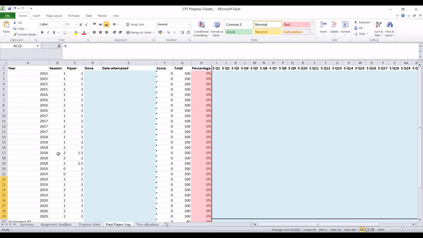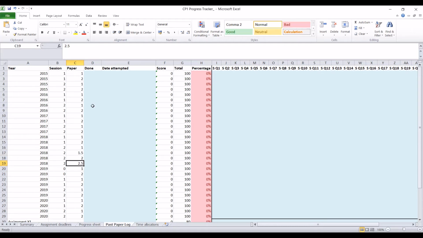So with this subject, there's also been some strange things. For example, in 2018, there were 2 paper 2s in the first session. So I just called it 1.5. It doesn't really matter. There were also 2 paper 2s in the September session. Is that what that means? Session 2, paper 1.5. Session 2, paper 2.5. Oh, yeah. 2 paper 1s and 2 paper 2s.